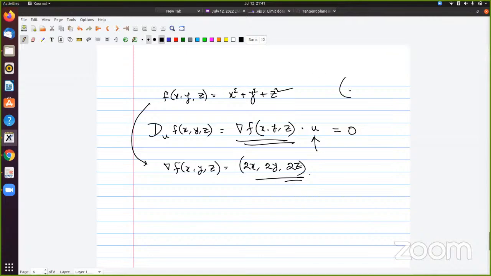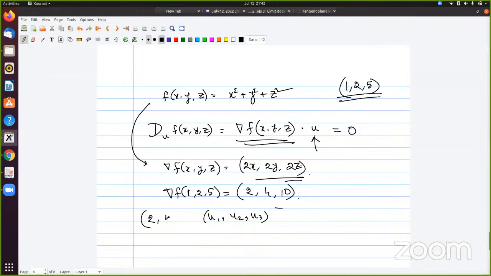So suppose I am giving you a point (1, 2, 5). So what is your gradient vector? (2, 4, 10). So now we have to find u1, u2, u3 such that this is 0, correct?